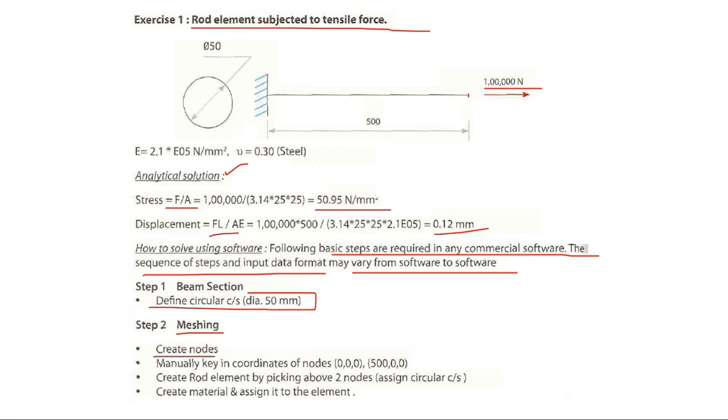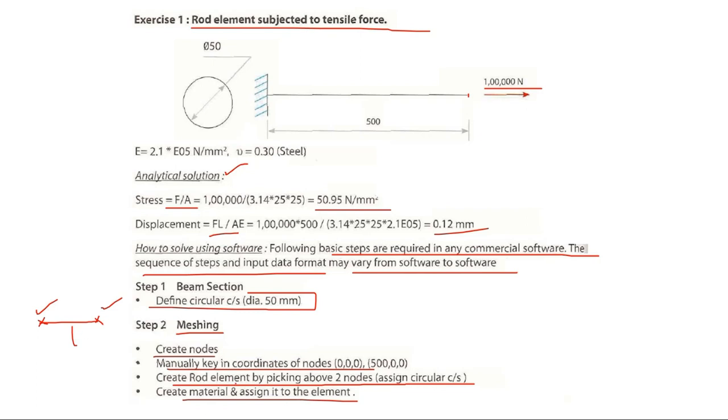First we have to create nodes. Nodes means, as in SACS also, you are going to put joints. So first create joints and manually key in the coordinates of this joint and this joint, and create a rod element by picking the two nodes. After that we have to add a beam, from here to here we need to add a member, assign the cross-sectional property, and create material and assign it to the element.